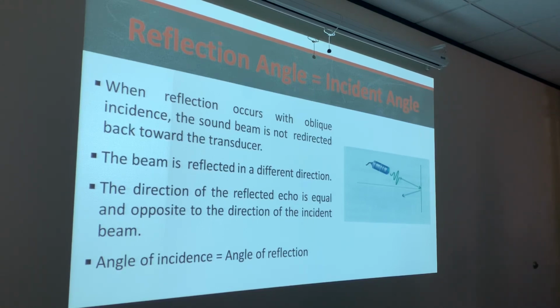Okay. When the reflection occurs with oblique incidence, the sound beam is not directed back towards the transducer. Again, what kind of reflection is this, guys? Oblique. Reflection. Oh, the specular reflection, right? This is a smooth boundary right here, right?